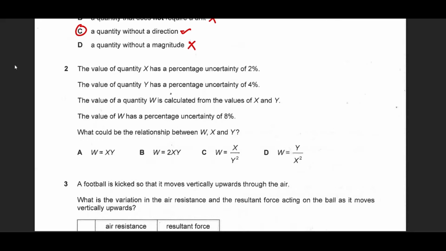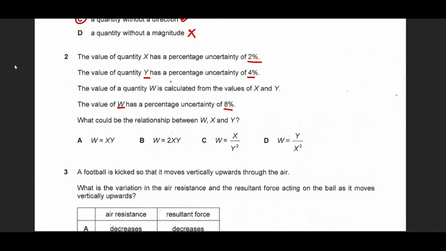Question number 2 is from uncertainties and percentage uncertainty. He says X has a percentage uncertainty of 2%, Y has 4%. Now he says that W will be something that is calculated by using X and Y, and the total percentage uncertainty in W is supposed to be 8%. Okay, fine. So let's figure out which formula would that be.